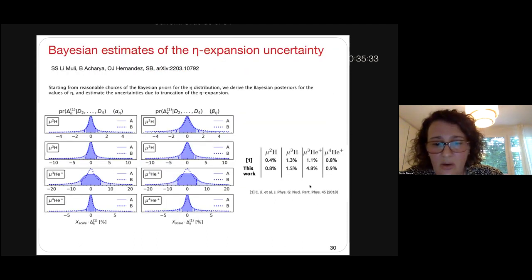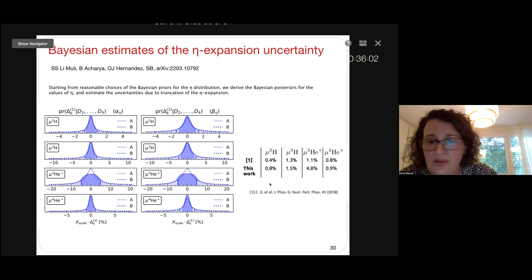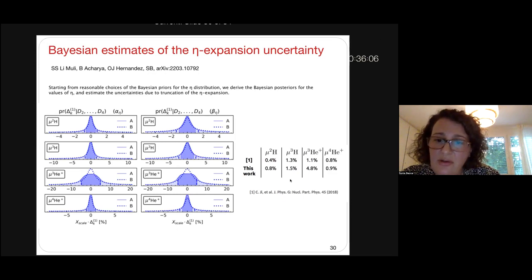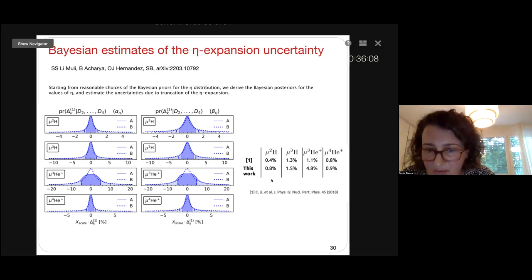And one last thing. I mentioned there is an eta expansion, an expansion in a dimensionless parameter, that we truncated, and we asked ourselves how we can estimate the uncertainties, and there are various ways to do that. We tried recently to use Bayesian analysis by making an ansatz on a prior distribution for eta and calculating a posterior by asking basically the data what this value should be. And out of that, we could obtain an estimate of the truncation error, which turns out to be consistent with what we did so far for all the muonic systems, but the muonic helium-3, which seems to have a problem.